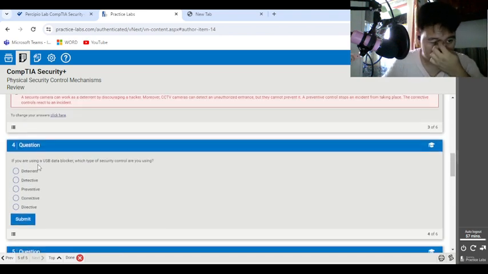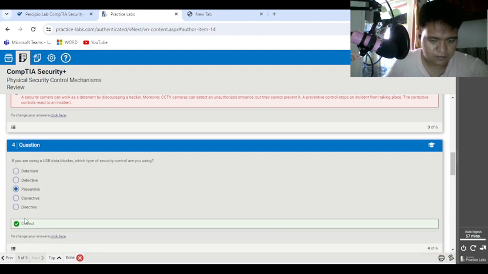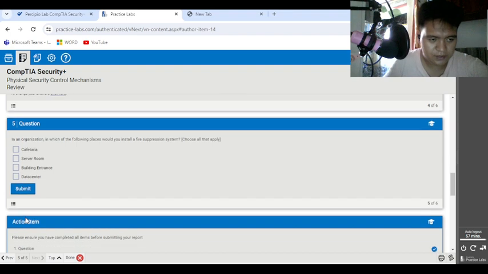If you're using a USB data blocker, which type of security control is it? Preventive. I think it's preventive. Preventive measure.